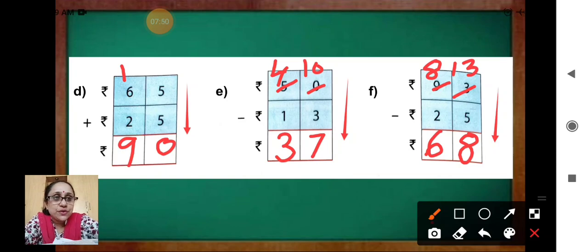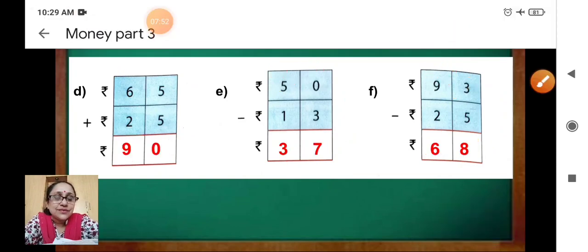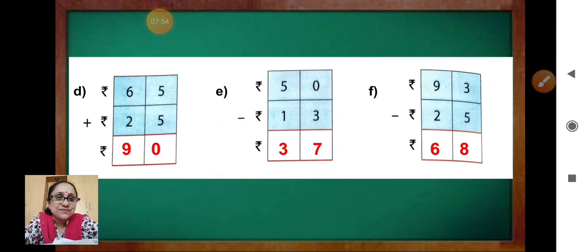You have finished before me. Then check the answer. All have finished. You are getting the correct answer. Rupees 90, rupees 37, rupees 68.